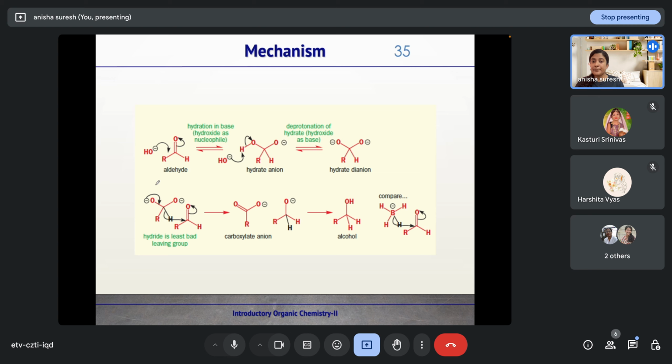Now what will happen when this falls back: this hydride will go and attack on this carbonyl group, leading to formation of this carboxylate anion and this alcohol. It is like the normal NaBH4 sort of reduction mechanism.